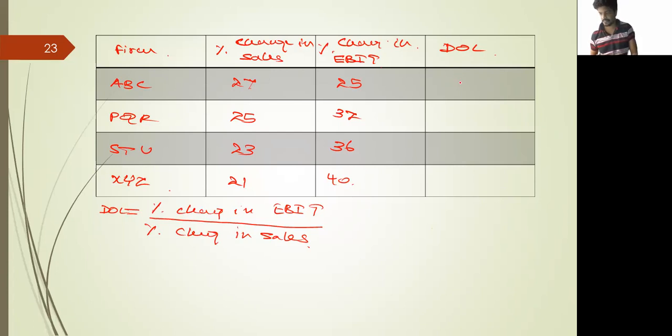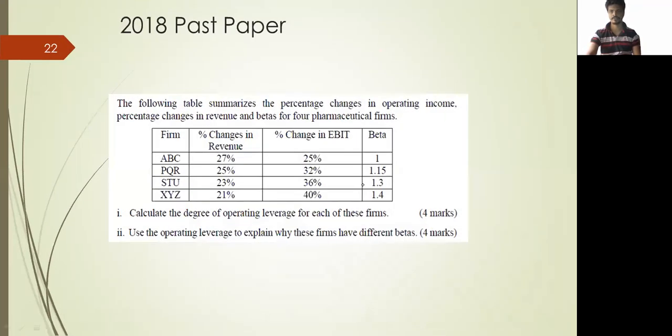For A, degree of operating leverage 0.93. For B, 1.28. For STU, 1.57. For XYZ, 1.96. Let's take beta values also to here: 1, 1.15, 1.3, 1.4.